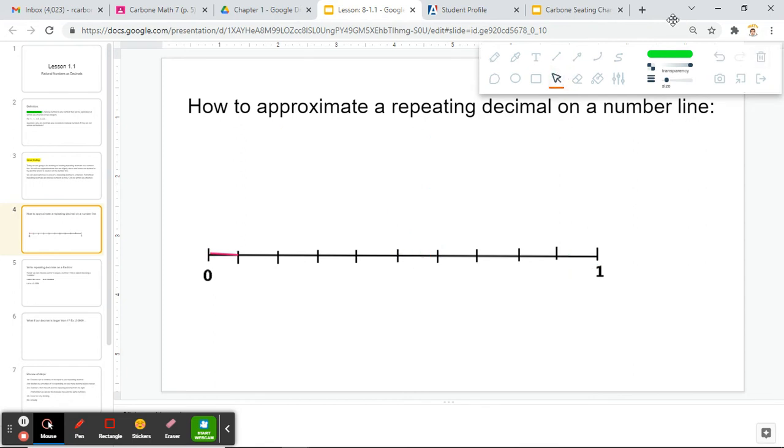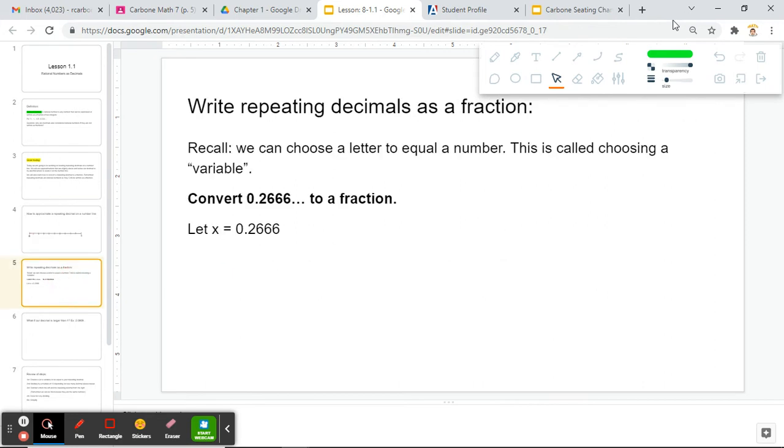Okay, so that is plotting or approximating a repeating decimal on a number line, but also we can write repeating decimals as a fraction. So we want to let x be equal to 0.26 continuing, where the 6 goes on forever here. So what we can do here is choose a letter to equal a number. Remember, guys, this is called choosing a variable. So here, we're going to let x be equal to 0.2666, continuing forever. That means that whenever we see an x, it's going to be equal to this number. And this is the same as the one over there. I just wrote less 6s.